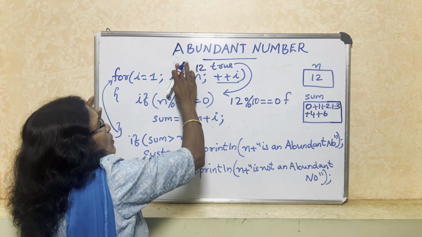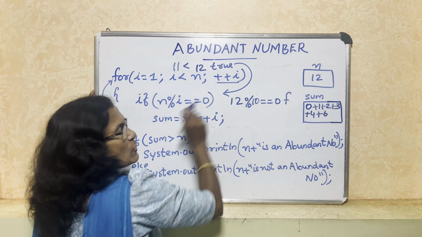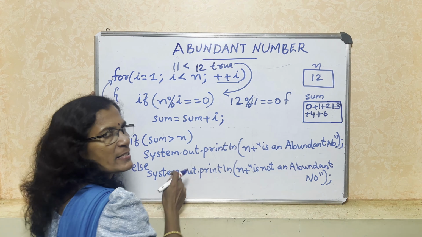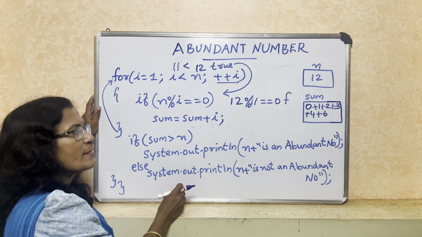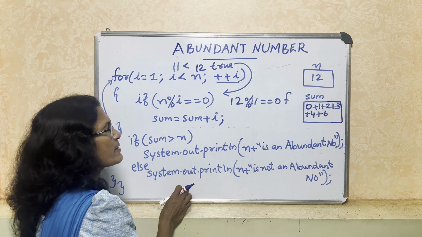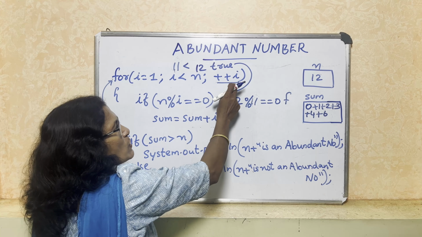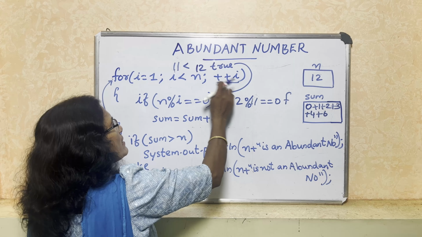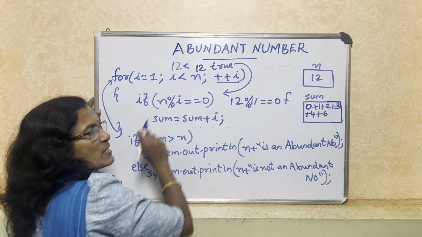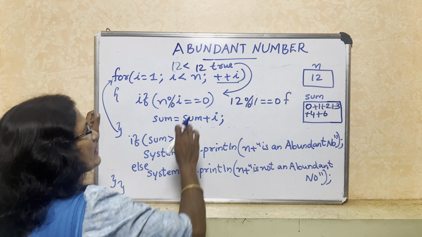Next updation of I as 11. 11 is less than 12. So, control again enters into the for loop's body. 12 modulus 11 will be executed. 12 modulus 11 is not equal to 0. 12 is not completely divisible by 11. So, this test expression is evaluated to false. Statement sum is equal to sum plus I will not be executed. Again, for loop goes for the updation statement plus plus I. Value of I is updated to 12. Test expression is evaluated. 12 less than 12. The test expression is evaluated to false.